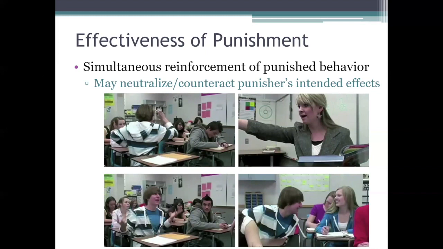Okay, so in that example, the teacher is trying to punish the kid for goofing off, right? That's the intent. She wants to decrease the frequency of this behavior. But kind of like I just talked about with the dog example, even though the kid probably doesn't like getting yelled at by his teacher, that same behavior is also getting inadvertently reinforced here by the kid getting to sit next to this girl that he likes. And so, because of that simultaneous reinforcement that the kid is also receiving for this behavior, he may keep performing that behavior despite his teacher's attempts to punish it.